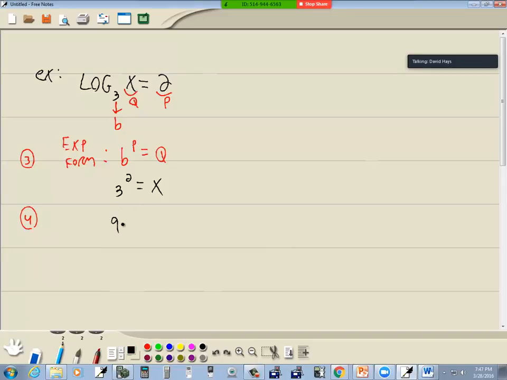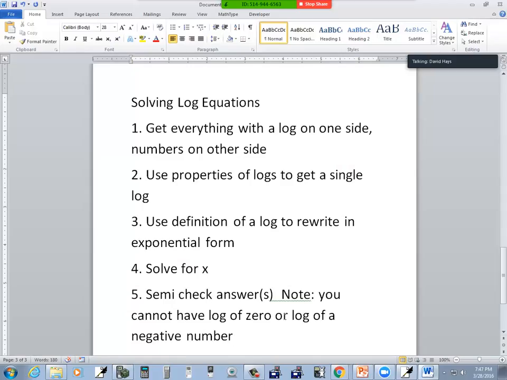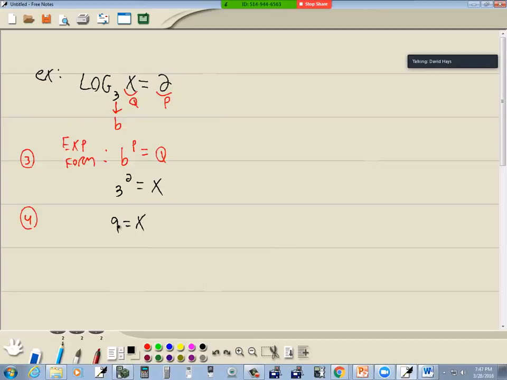Well, 3 squared is 9, so I get x is equal to 9. But remember, you have to semi-check your answer. So I want to plug this 9 back in, and I just want to make sure I don't have log of 0 or log of a negative number. If I put 9 in here, that's log of 9. It's not 0, it's not negative, so that's our answer.